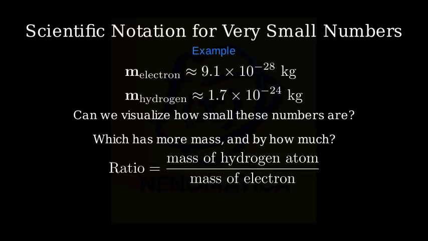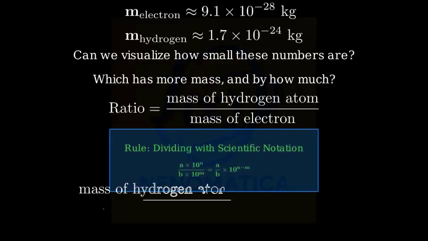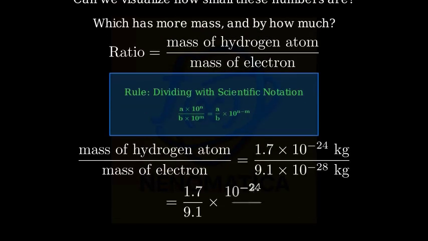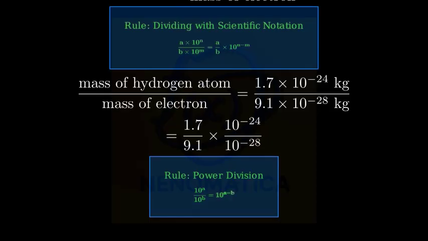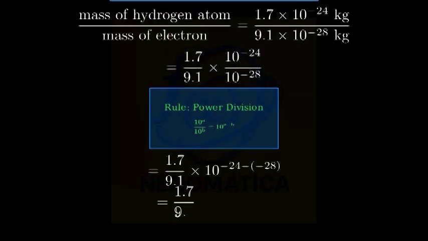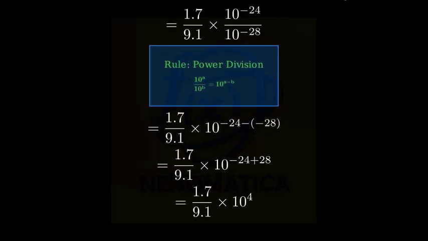Let's find the ratio of the hydrogen atom mass to the electron mass. So, we substitute the given values into our ratio. The mass of the hydrogen atom is 1.7 times 10 to the -24th divided by the mass of the electron, which is 9.1 times 10 to the -28 kilograms. Now we can separate the coefficients and the powers. We have 1.7 divided by 9.1 times 10 to the power -24 minus -28. Let's simplify the exponent. -24 minus -28 is -24 plus 28, which is +4.